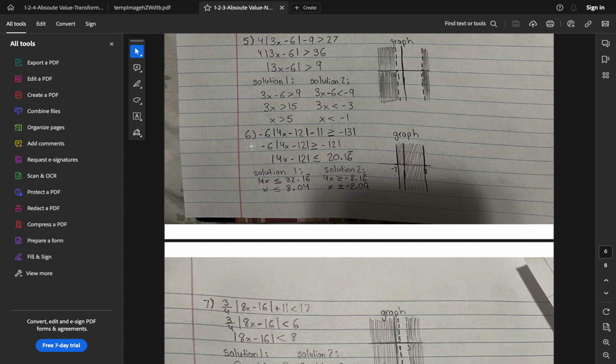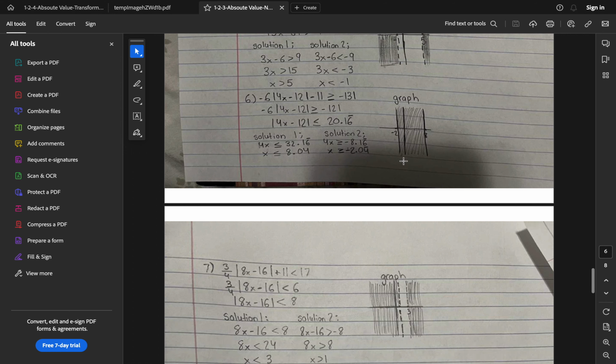All right, question number 6. Negative 6 times the absolute value of 4x minus 12, minus 11, is greater than or equal to negative 131. We isolate for the absolute value, which is what we get here. We do both solutions, the positive possibility and the negative possibility, and we end up getting x has to be less than or equal to 8.04, and x has to be greater than or equal to negative 2.04, and that's shown on the graph here.